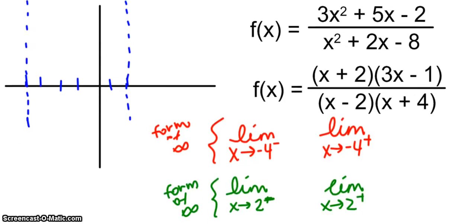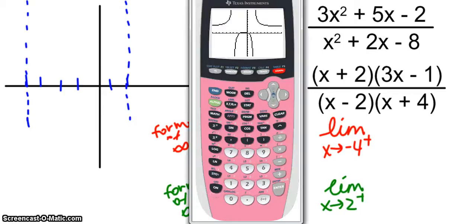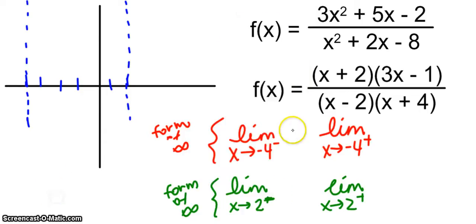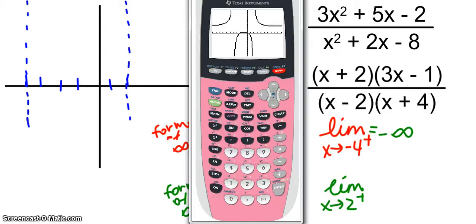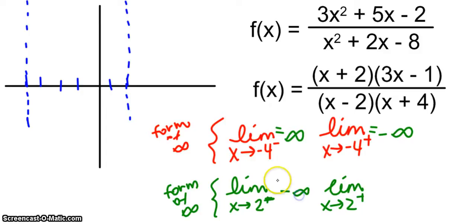looking at the graph. Okay, so in my graphing calculator, here I have my function. This one I'm going to hit and run to infinity. From the right, I'm going to hit and run to negative infinity. This is infinity, this is negative infinity. Looking at x equals 2, from the left I'm going to negative infinity, and from the right I'm going to infinity. So when you hit a vertical asymptote on your graph, your limit is going to result in an answer of infinity or negative infinity.